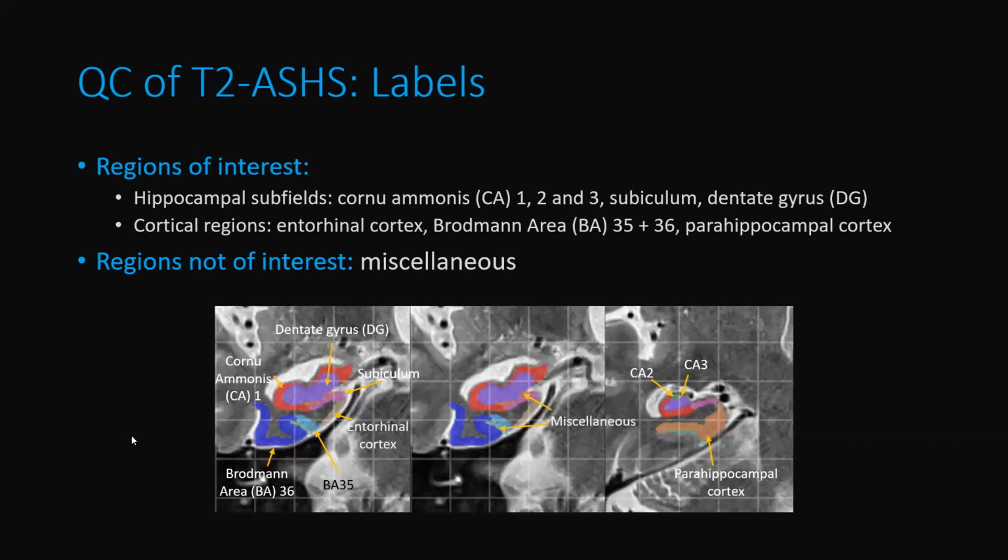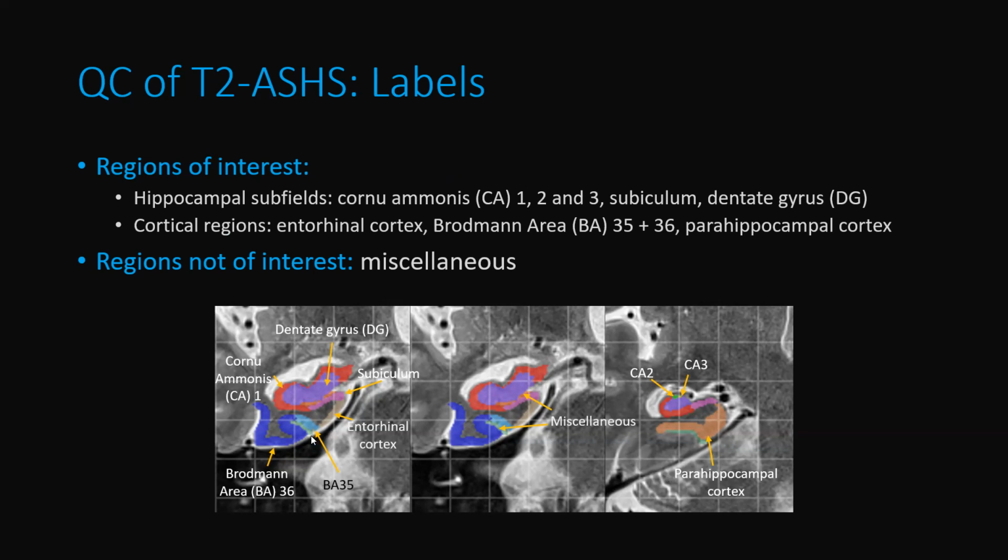So the labels, and this is the PMC atlas, which is the one that I'll start with. There are hippocampal subfield labels of interest. So that's CA1, dentate gyrus, subiculum, CA2 and 3. And the cortical regions: entorhinal cortex, BA35 and 36, and perirhinal cortex.